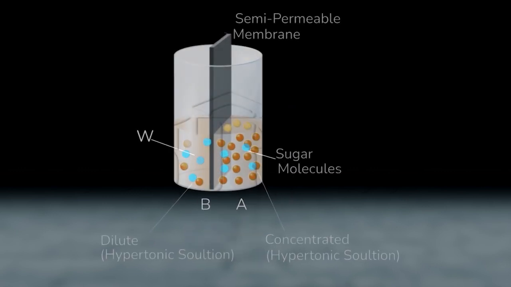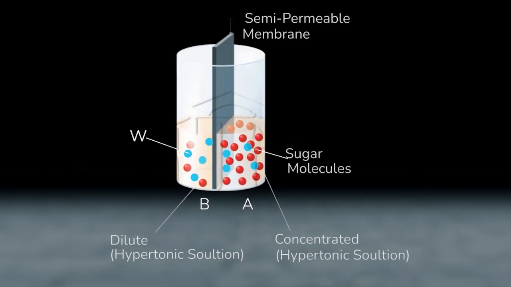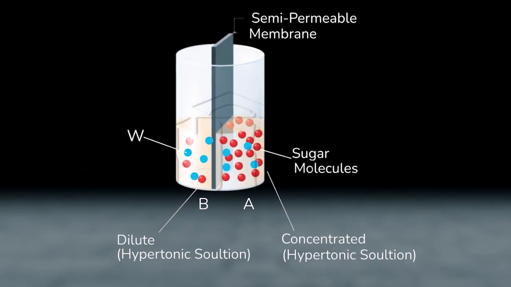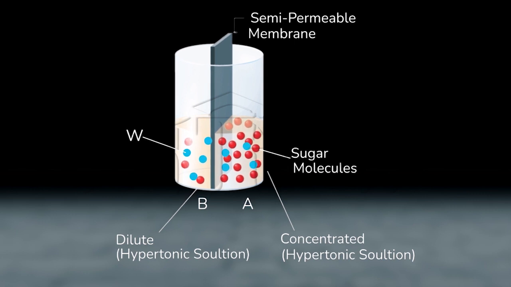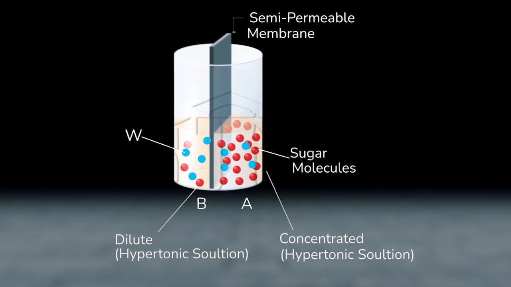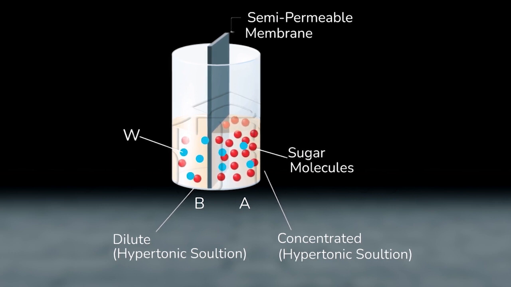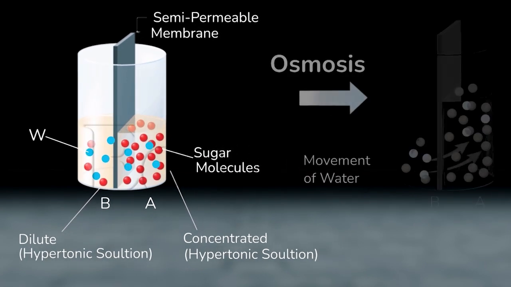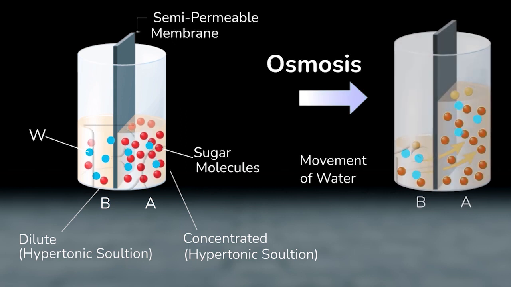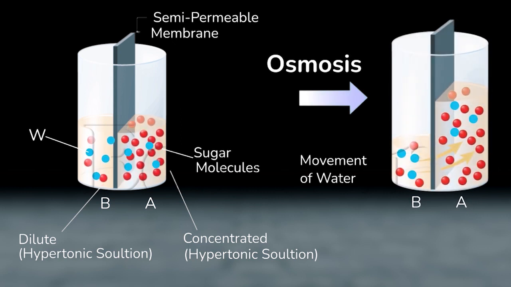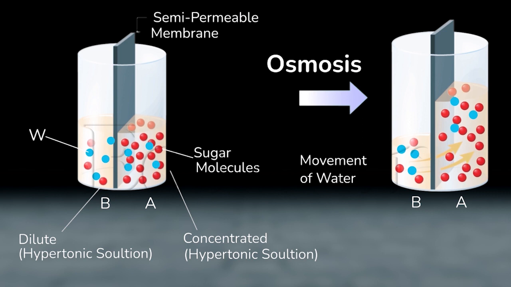See how here we've got two types of solutions separated by a semi-permeable membrane. And here A is the concentrated solution and this one B is dilute. Notice how most of the water molecules will move from the dilute to the concentrated solution, that is, from B to A, just as we learned today.